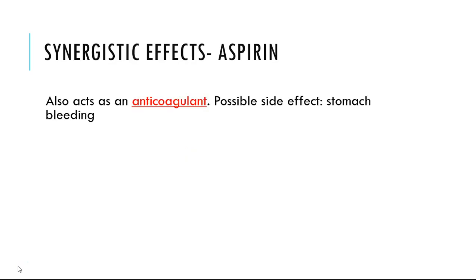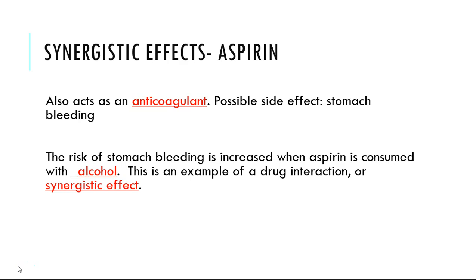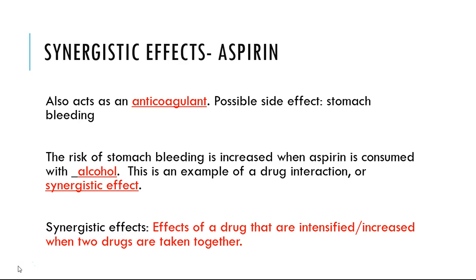Now, we also know from our discussion in 11.1 that aspirin acts as an anticoagulant, and so it can be used as a preventative medication for heart attack and stroke. We also know that a possible side effect is stomach bleeding. Now, the risk of stomach bleeding is increased when aspirin is consumed with alcohol. So this is an example of a drug interaction or a synergistic effect. So synergy is like working together, right? So synergistic effects occur when two drugs interact together and create some kind of new or enhanced effect.